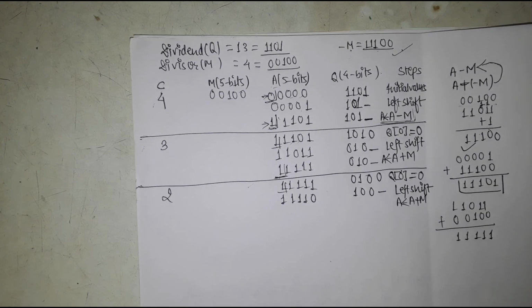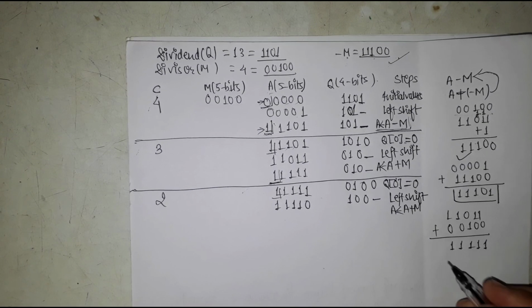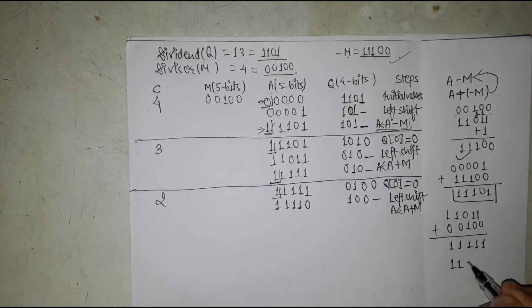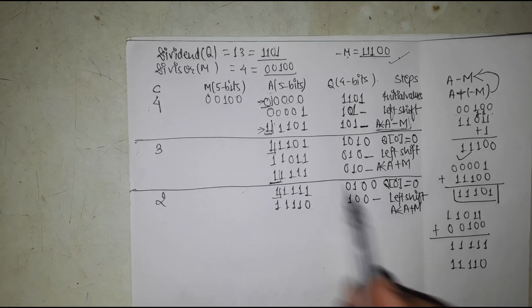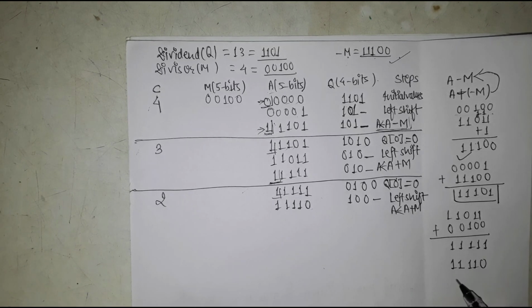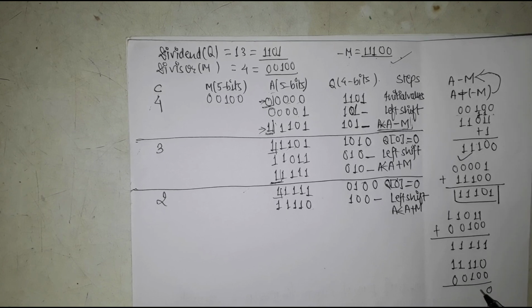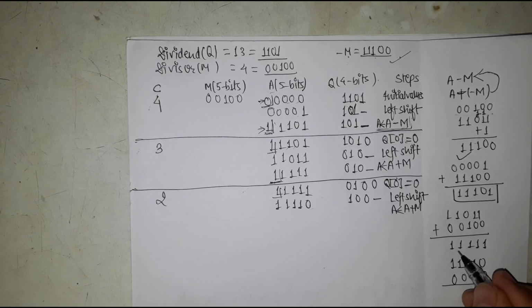So what do we have as the value of A? For now it's 1, 1, 1, 1, 0. And we have to add the value of M, so that is 0, 0, 1, 0, 0. So it makes it 1. 1 plus 1 gives you 10. So it's again 1, and it gives you 0 again, and there is 10 again.